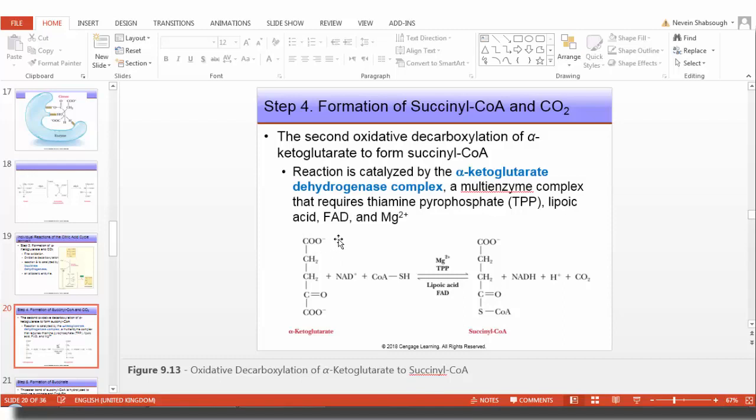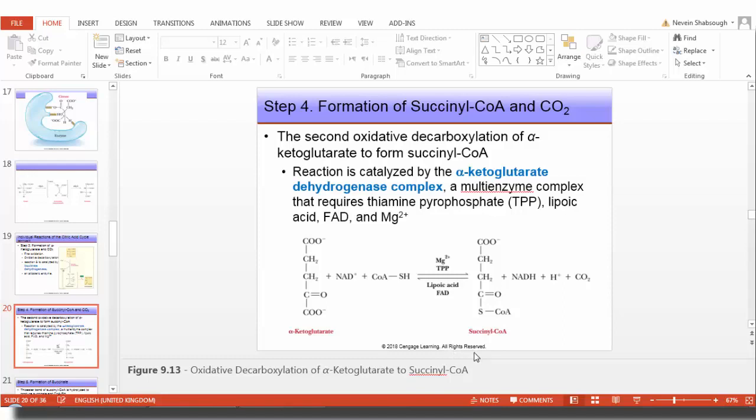Now, step number 4, formation of succinyl-CoA and CO2. This is known as the second oxidative decarboxylation, of alpha-ketoglutarate to form succinyl-CoA. It is the second oxidation in the cycle, of course. The enzyme is a multi-enzyme complex that requires the same 5 coenzymes and metal cofactor as were used in pyruvate dehydrogenase. As you can see here, both dehydrogenases are similar in this respect in their requirement.